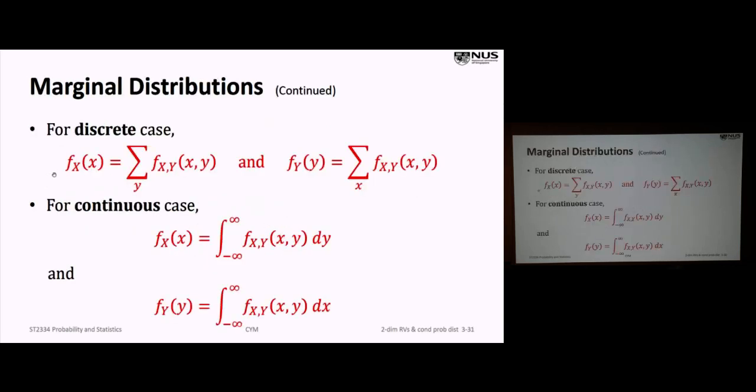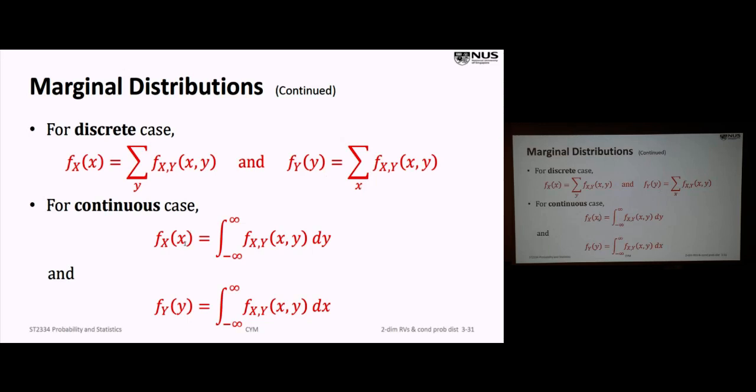So if I consider the discrete case, the marginal probability mass function of x is the following. I sum over all possible values of y of the joint probability mass function. And if I want the marginal probability mass function of y, I sum the joint probability mass function of x and y over all possible values of x. Okay, that's a definition.